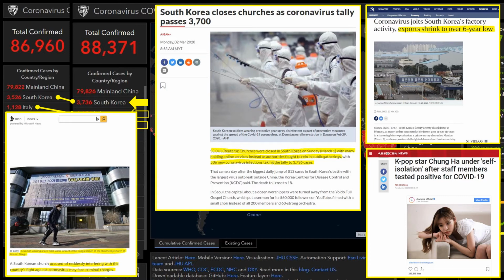And then there's an article here that factory activity, factory productivity is down and exports shrank to a 6-year low, which is not too unexpected. We also have some K-pop news again today. There's a K-pop star who's had staff members test positive, so she's in self-isolation.